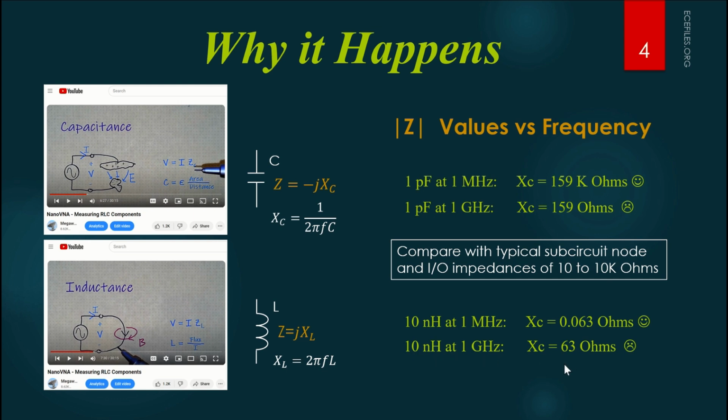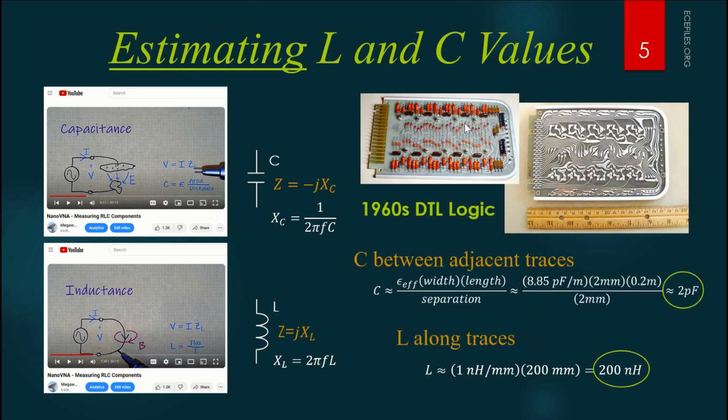So this is where the stuff comes from. And this is why these kind of circuits can't work above a few megahertz. So the clock frequency in this computer was probably very, very low.